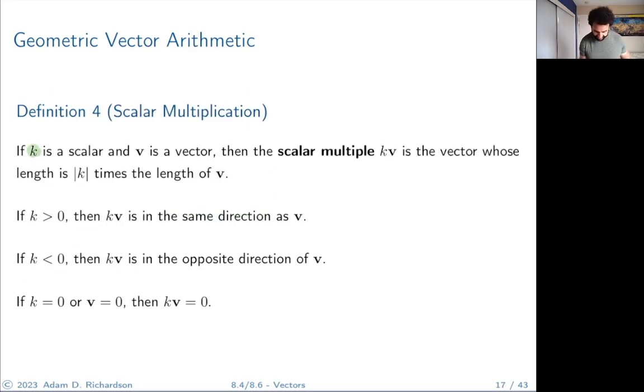So if k is a scalar and v is a vector, notice that v is bold, but k is not. That's to help us distinguish between a scalar and a vector. Then the scalar multiple, k times v, is the vector whose length is the absolute value of k times the length of v. In essence, these scalars are just stretching or shrinking the vector.